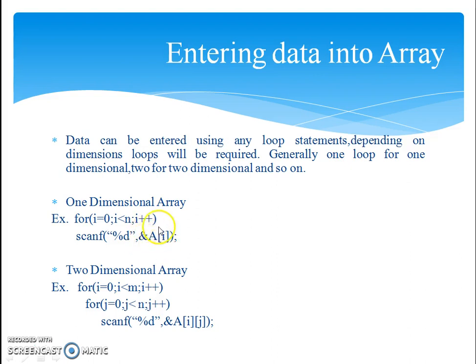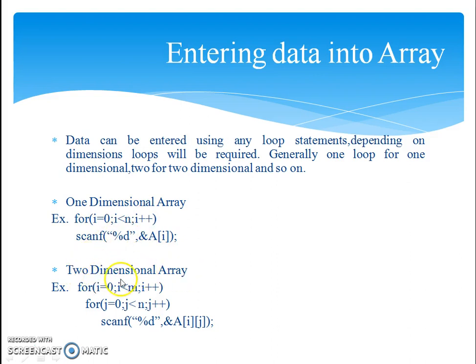Without the ampersand, a itself is the address of the array, but only the first address will come. If we want to get all elements, then ampersand a of i, as i will keep on changing, which will enable us to go from one element to the next element as the loop proceeds.